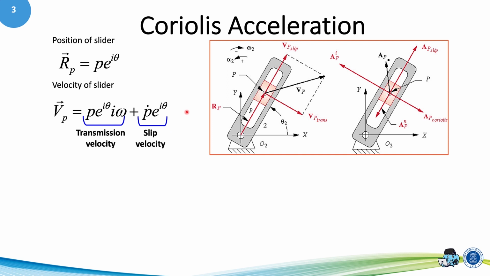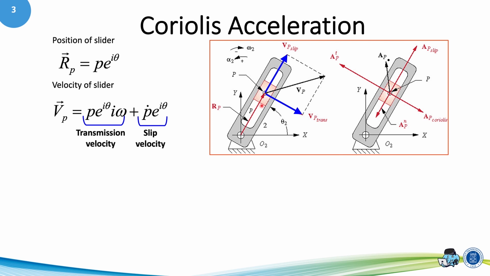The transmission and slip velocity have vectors just like in this figure. This one is the transmission velocity and this one is the slip velocity. The transmission velocity is the velocity of the slot, and the slip velocity is the velocity of the slider in the translation movement with respect to the slot.